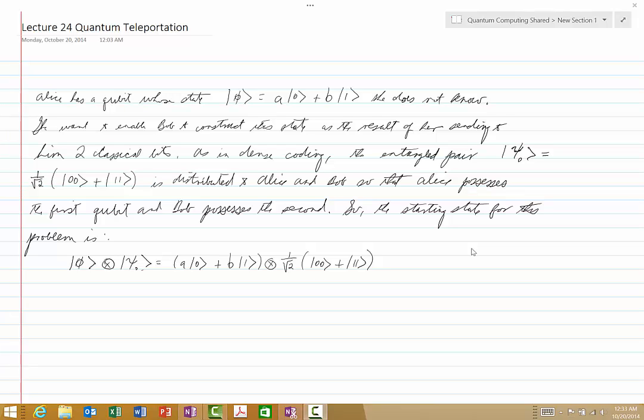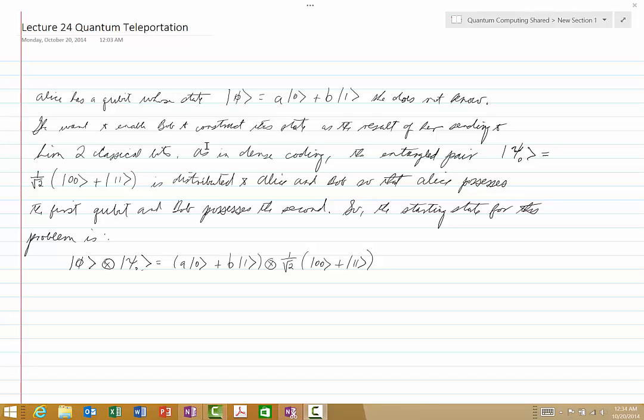Welcome to Lecture 24, in which we will talk about quantum teleportation. The idea of this problem is that Alice has a qubit whose state phi is equal to A|0> plus B|1>, where Alice does not know the values of A and B. So she has this unknown state, and she would like to enable Bob to construct this state as a result of her sending to him 2 classical bits.